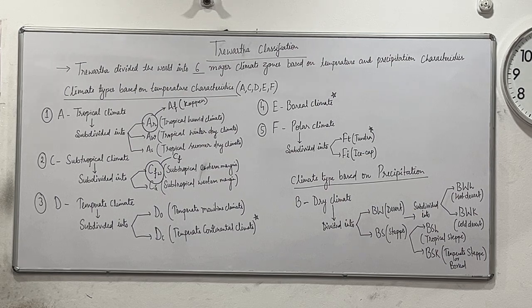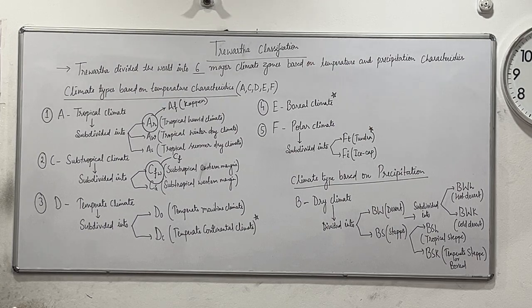Koppen did not do that. Koppen did not separate it. He only said that you have ET type of climate, that is your polar tundra climate, and that is found only in the northern hemisphere, not in the southern hemisphere. But Trivarta subdivided that into two parts, and he said that the polar ice cap climate type would be seen in both hemispheres, that means in the Arctic belt as well as the Antarctic belt. This is the climatic type given by Trivarta on the basis of temperature.